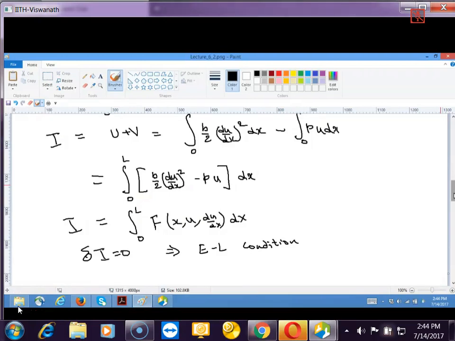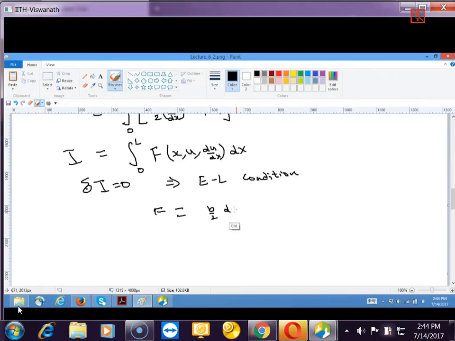So our f is, let me write it simply, (u dash) whole square minus p of u. Now let me substitute what is dou f by dou u. Dou f by dou u is minus p. This is 2, 2 gets cancelled, u dash remains, so it is b u dash.